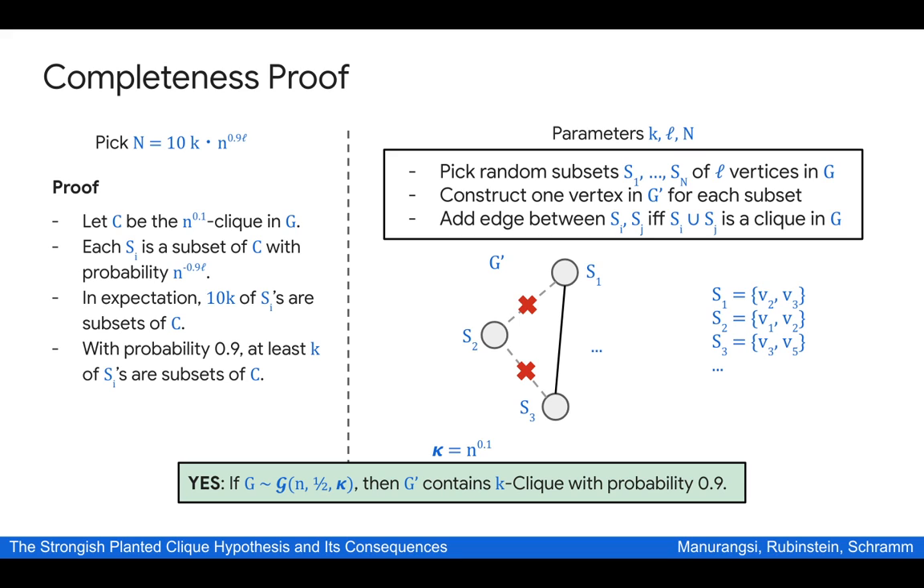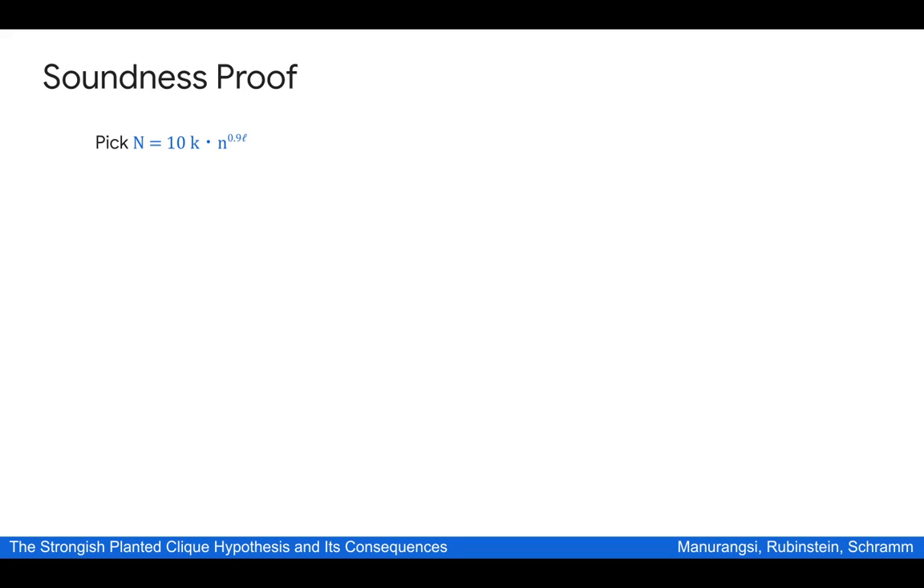Now, recall from our definition that when Si union Sj induce a clique in G, we add an edge between them. Since these K Si's are subsets of C, the union of each pair of them induces a clique in G. As a result, these Si's will form a K-clique in the new graph G prime. And that's it. That's the entire completeness proof. Let us now move on to the soundness proof.